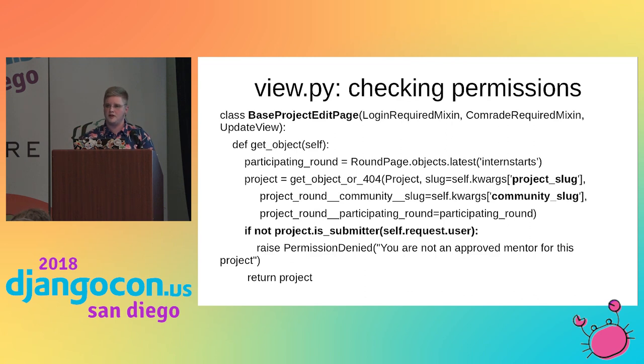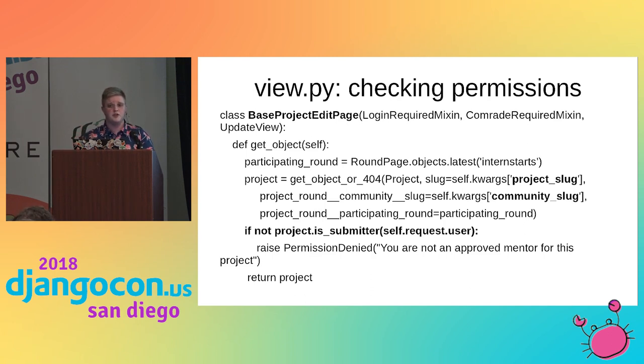because there are lots of people that are logged into the Outreachy website, but not everyone should be allowed to edit the projects. And so what we do is we make sure that this project is participating in the most current round. So we grab the most current round by looking for the object that has the latest date when the intern is going to start their internship. So that's the most current round. And then we look up, based on that project ID and the community ID, is it participating in this round, to make sure that the mentor can edit that project.